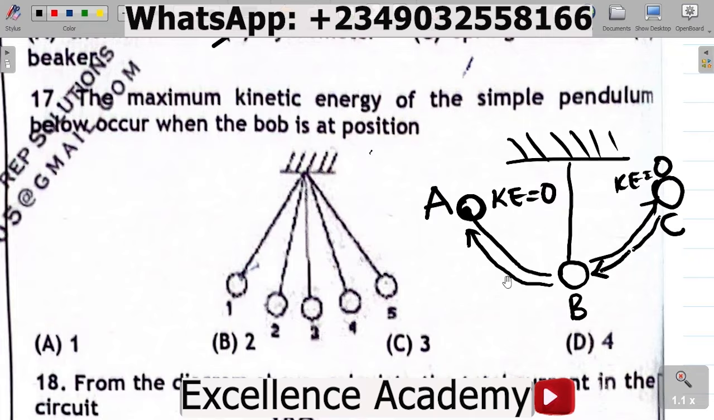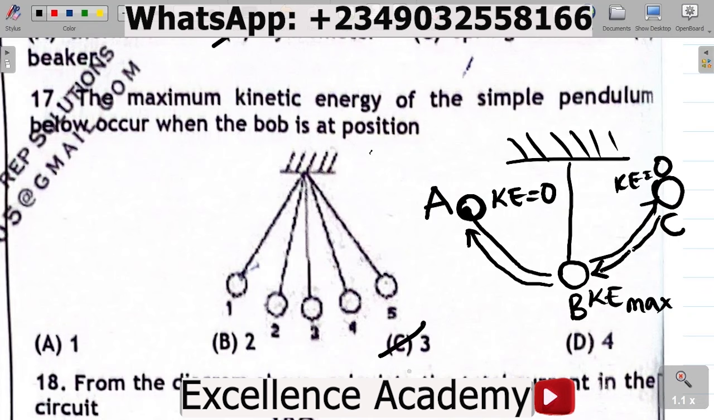But B is the part at point B. It's from B that it swings to A, and then from A it stops, comes back to B, and from B it goes to C. In essence, B is the point that changes the direction from A to C. So this is where kinetic energy is maximum, right? So at B, kinetic energy is maximum. So the maximum is at the center there, which is 3. So for question number 17, the correct answer is option C, which is 3.